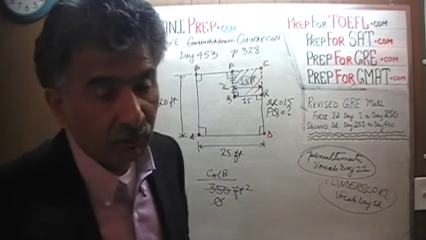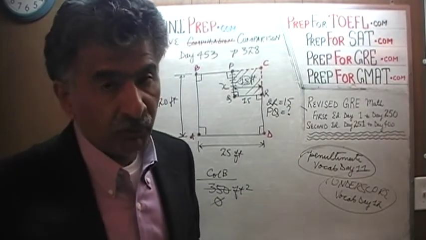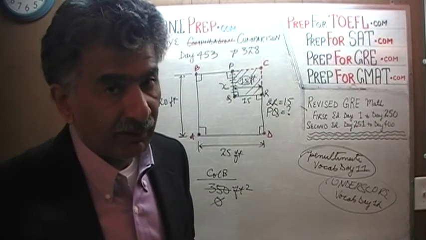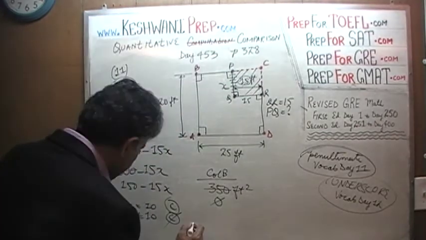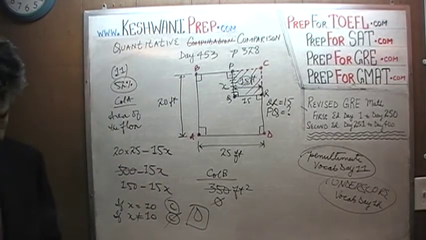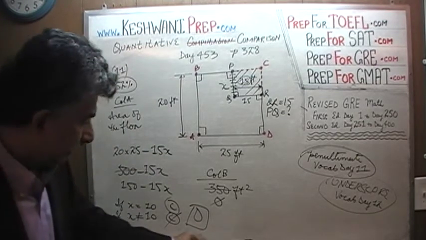There is no way for us to ascertain the exact value of x. There is no way to figure out if x in fact is 10, therefore the answer is D. Until we know the value of x, we cannot tell. Our answer would be, who the hell knows?